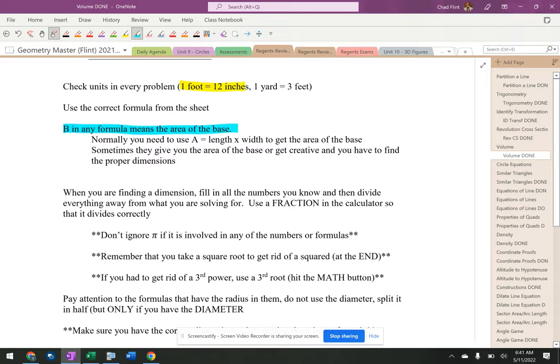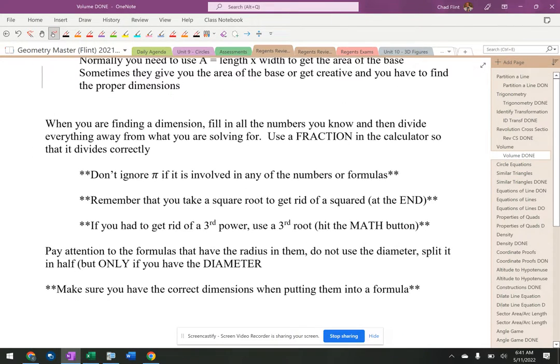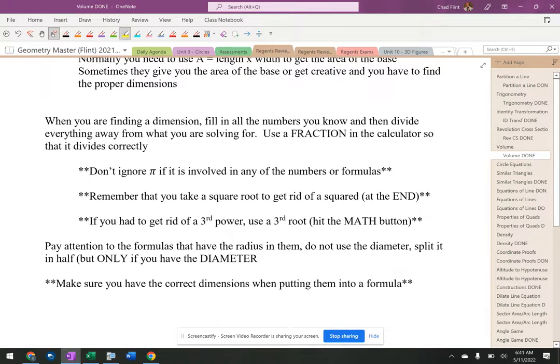Sometimes they give you the area, they mess around with it, but we got to remember that capital B means area of the base. So when you're finding dimensions, put everything in as a fraction. Use a fraction when you're putting them in, because you're going to end up dividing, and if you start dividing but you don't put it in a fraction, it's going to mess up things. Please don't ignore the pi.